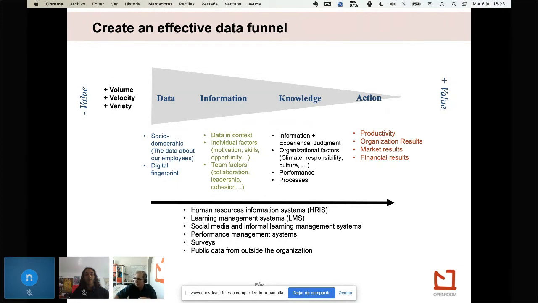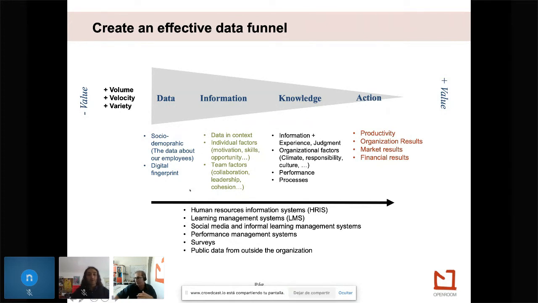So in order to do that, you need to get data from the human resource information system, the LMS, social media, performance management, the surveys, and public data from outside the organization. You need to mix all this data. And that's why some of the samples I bring to this conversation I think are interesting, because they mix all of this. So my first advice is that we need to go effectively through this funnel in order to find the right data and the right information that we need.